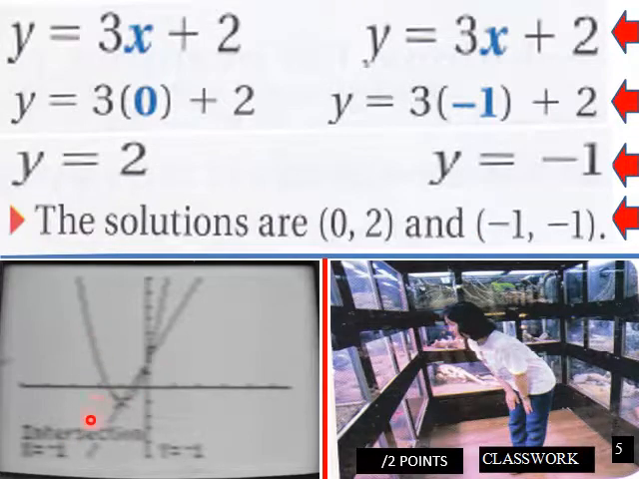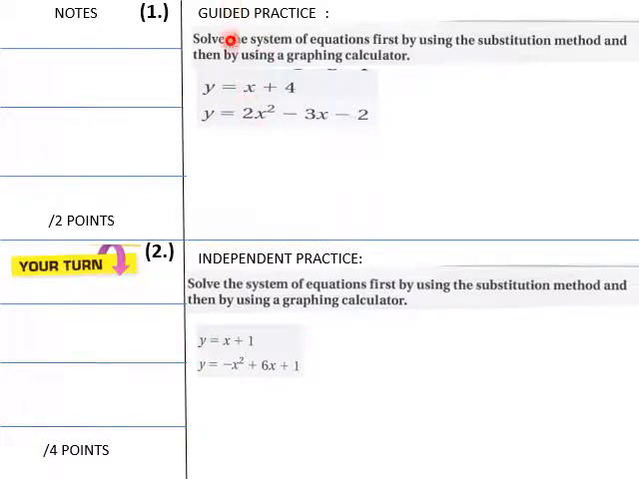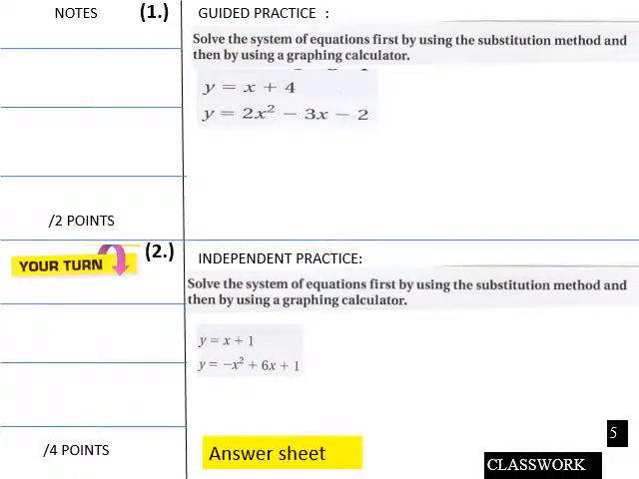Here is a graph of it here. So we have two intersections here on our parabola with a line, and those would be your solutions. Intersections: negative 1, negative 1, and 0 and 2. So right up here, when x equals 0, y would equal 2. Okay, so now we've got to practice. We're going to do a guided practice. Students, pay attention so you can solve yours down here.